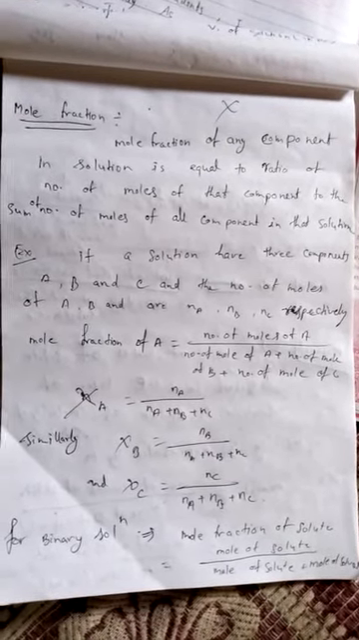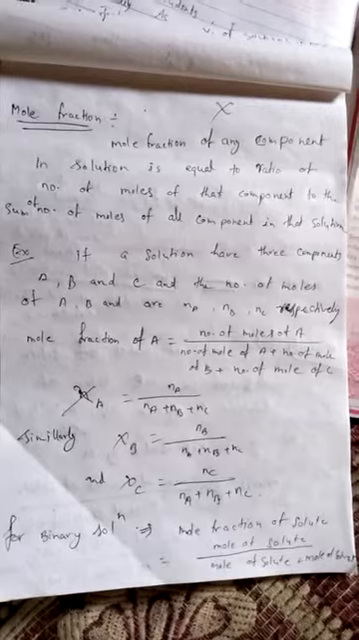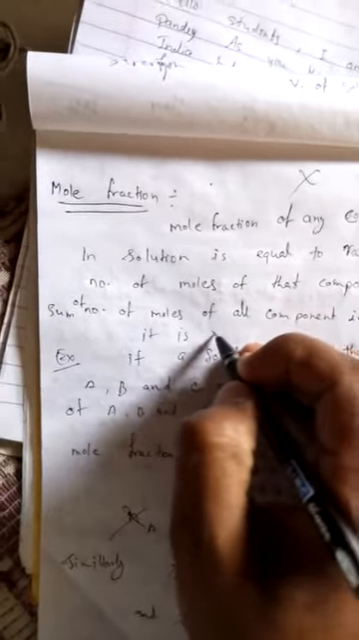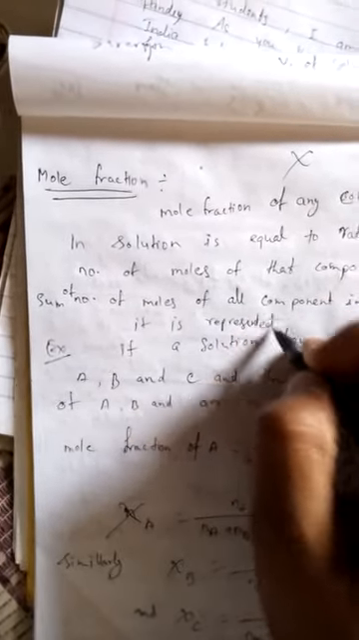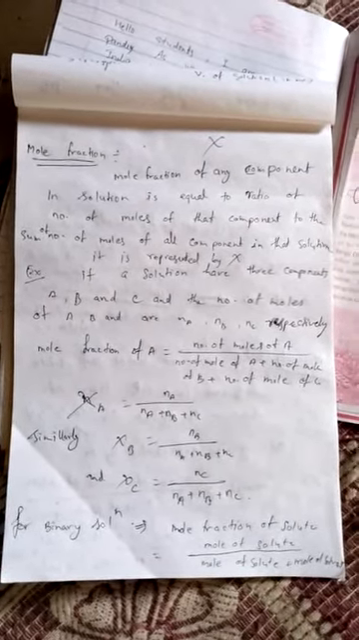Now we will move on to the next topic, which is mole fraction. Dear student, the mole fraction of any component in solution is equal to the ratio of the number of moles of that component to the sum of the total number of moles of all components in the solution. It is represented by chi.